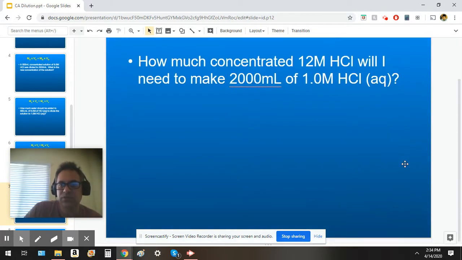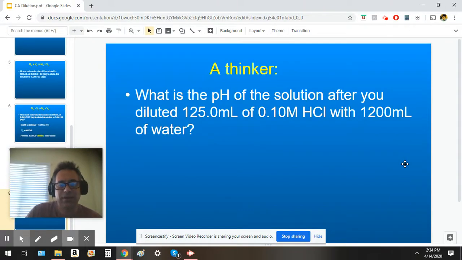All right. You want to try a hard one? Here's a thinker. Pause it, read this question, see if you can figure this one out. This is combining today's lesson and the last lesson we did on pH. See if you can figure out the pH of the diluted solution, not the pH of the concentrated, but we're going to dilute the concentrated solution first. Tell me what the pH is.